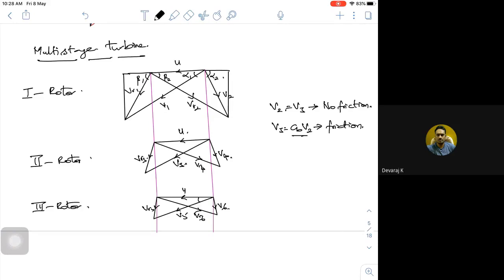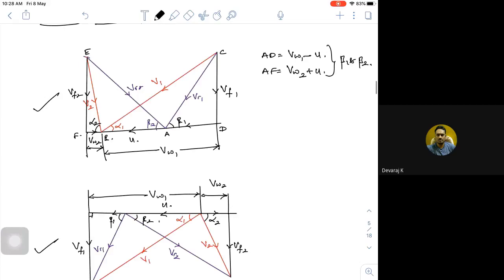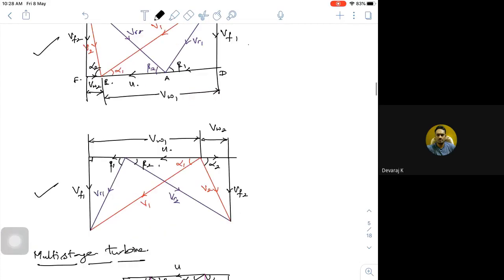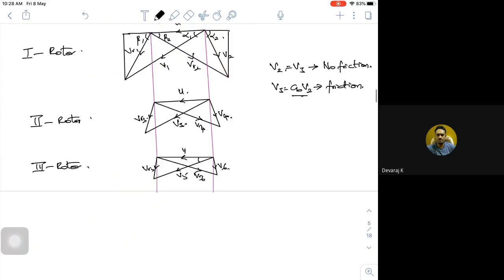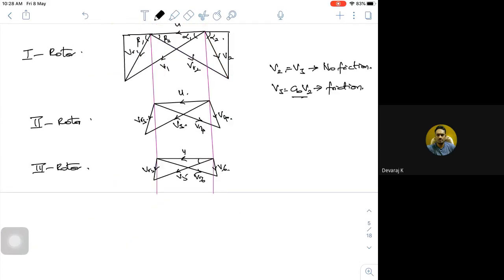So you can write one below the other or one above the other. If I am following the first method, I have to write one above the other. So usually we try to follow this methodology, one below the other. So first rotor, second rotor and third rotor. Usually we'll try to look into one particular numerical of 2 stages. So one numerical I will try to solve.